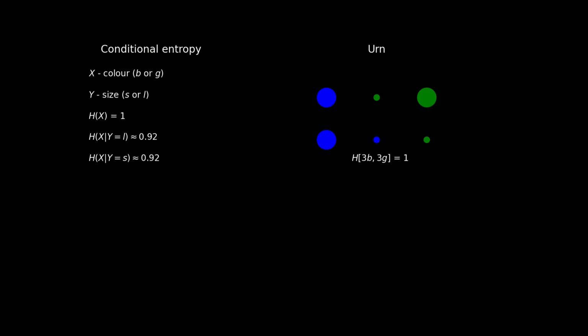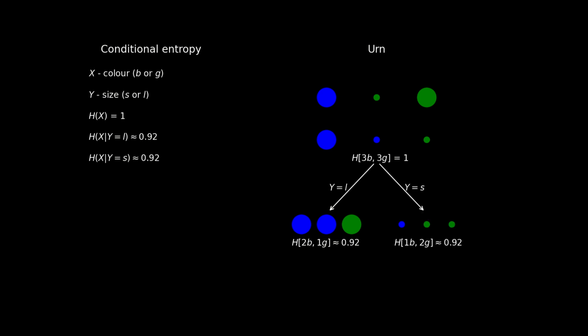So originally the entropy of x was 1, meaning that we had a 50-50 chance of extracting a blue or a green ball. But if we know the ball to be large, the entropy decreases to 0.92. In other words, we are twice more likely to extract a blue ball than a green one. Alternatively, if we know the ball to be small, the entropy also decreases to 0.92. So we are twice more likely to extract a green ball than a blue one.